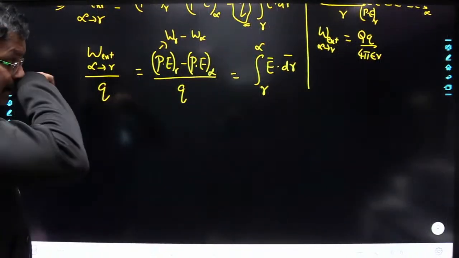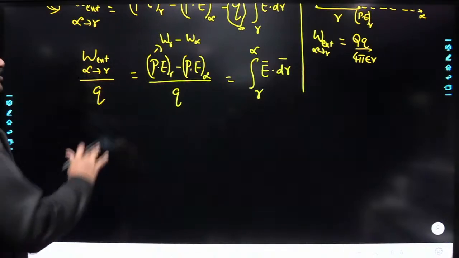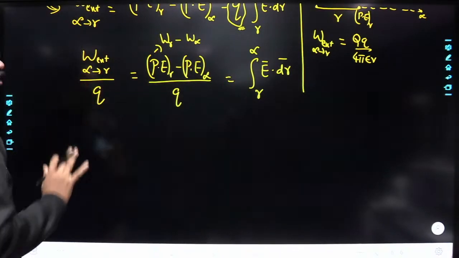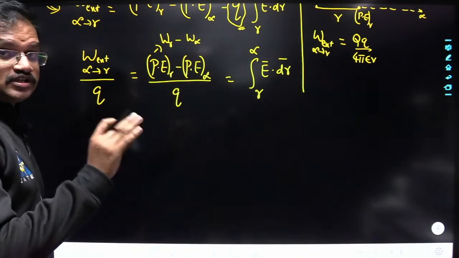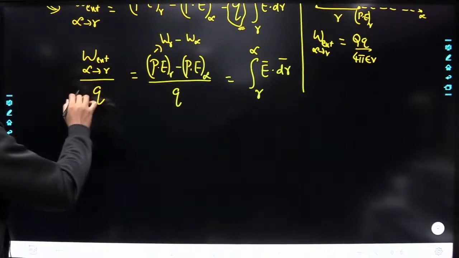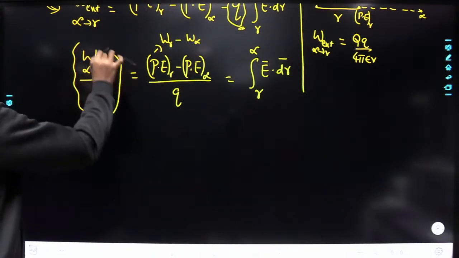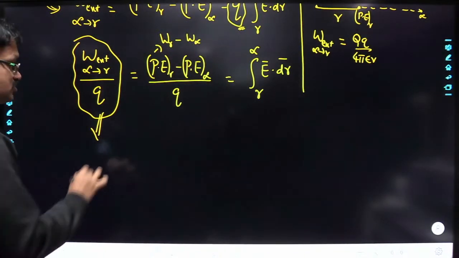So this is nothing but the work done per unit charge, or the work done in order to bring unit positive charge. This work done per unit charge, we call it potential.